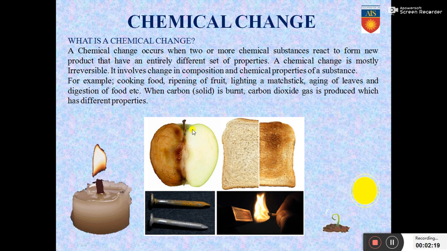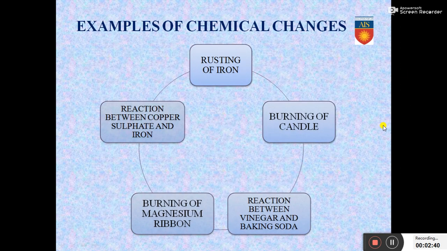Now look into the picture over here. We can see rotting of fruit, toasting of bread, rusting of iron, burning of a matchstick, burning of a candle, and germination of seeds, formation of a new plant. All of these are different kinds of chemical changes. Now let us have a look at the next slide.